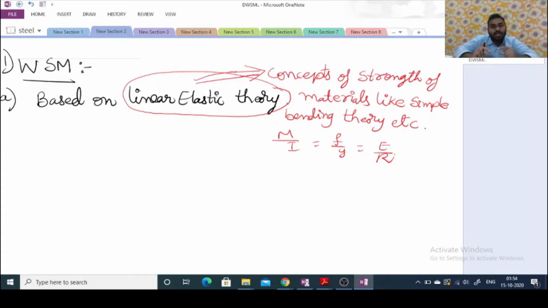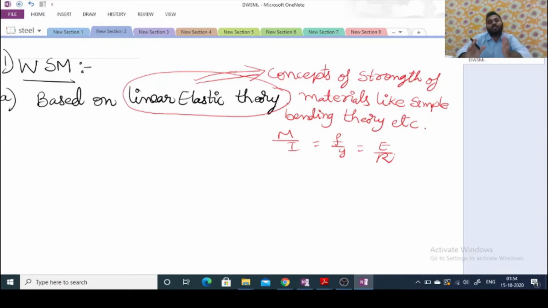Now what is meant by elasticity? It means upon removing the load, if the material regains its original position or initial state, then it is known as elasticity. And linear means the graph should be linear up to this point. If the stress strain curve for any material is linear up to the elastic point, then it is known as linear elastic behavior. The working stress method is based on that linear elastic behavior of the material. Hence we simply state that it is based on linear elastic theory.